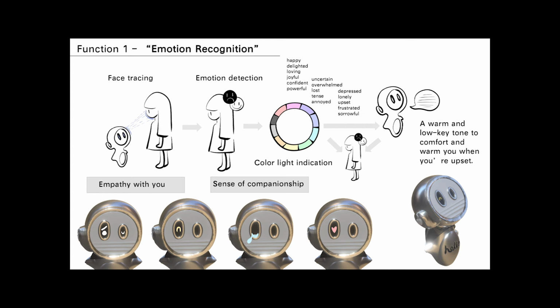The function of emotion recognition can trace the user's face with an intelligent emotion detection chip inside to recognize the user's emotion and give different responses or reactions, like a warm and low-key tone to comfort and warm you when you feel upset. Also different facial expressions to respond to you.